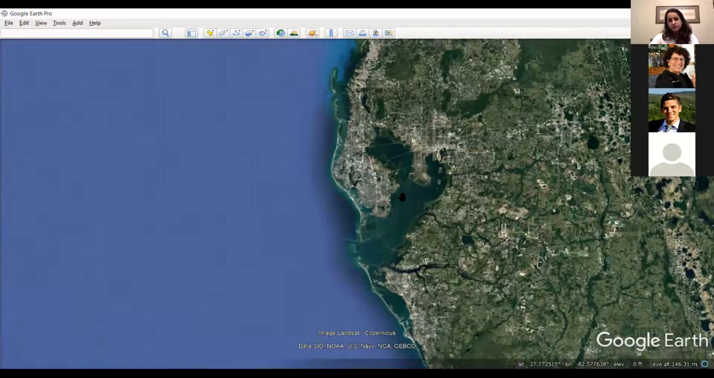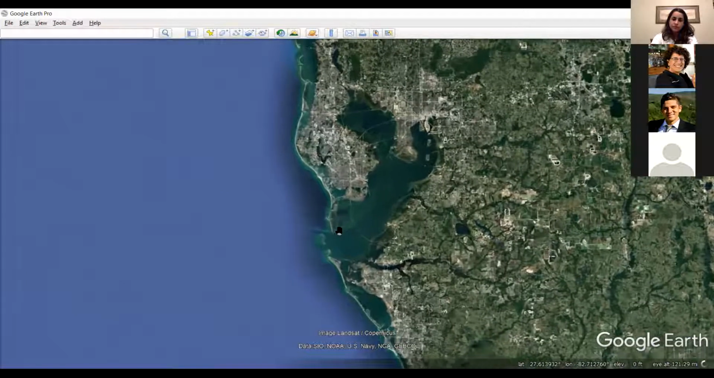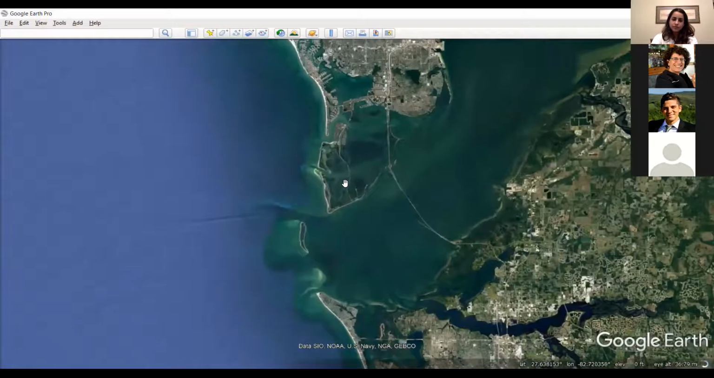Okay, so I'm going to start with a zoomed out view here of Tampa Bay so everyone can get a sense of where we are geographically. So St. Pete here in the middle, Tampa over here on the right, and then the Gulf of Mexico here. So the place I'm actually doing my research is way down here at Fort DeSoto Bay. Let's zoom in on that.